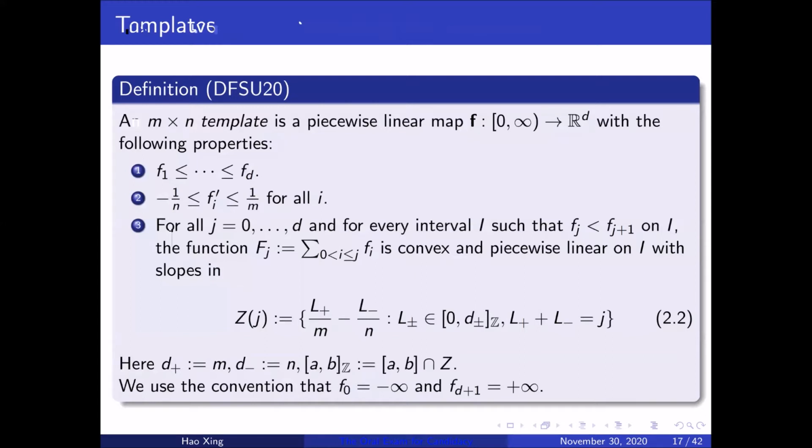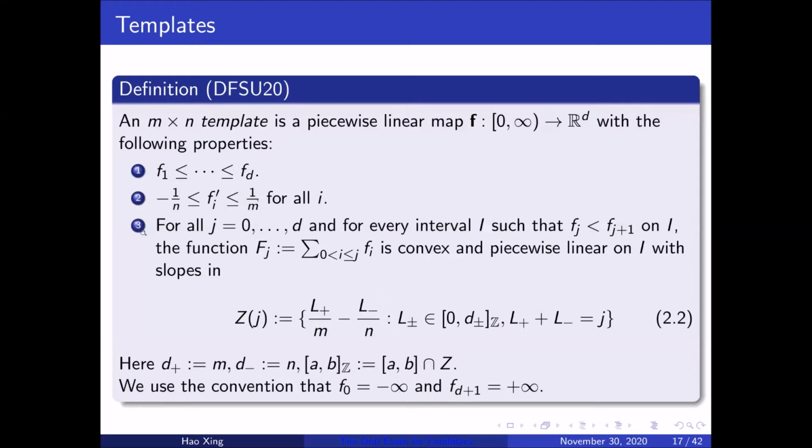The next notion is called the templates. Elementary but highly technical. An m by n template is a piecewise linear map with d components with the following properties. First, there's a monotonicity in terms of the components of this template. And secondly, the derivative is bounded below by negative 1 over n, and above by 1 over m.